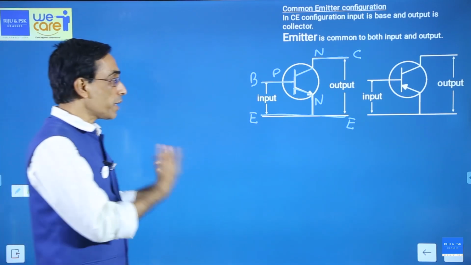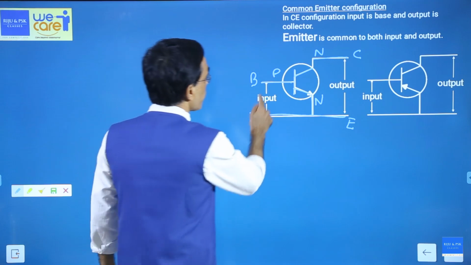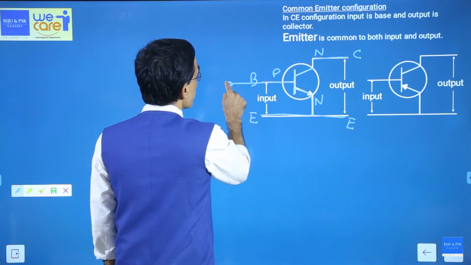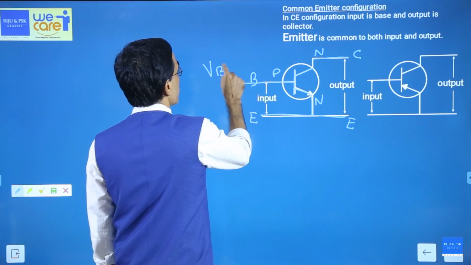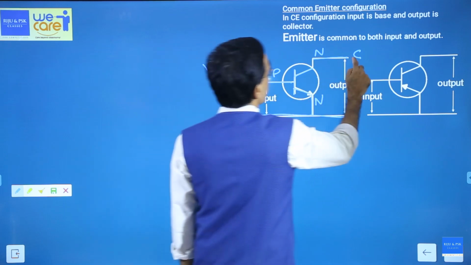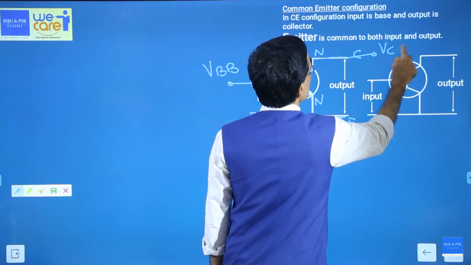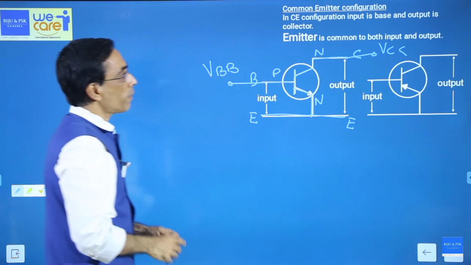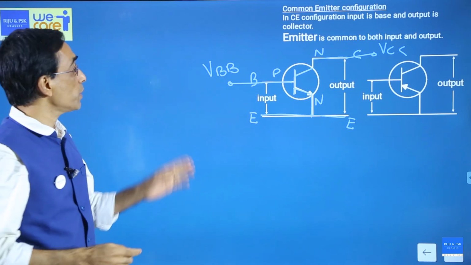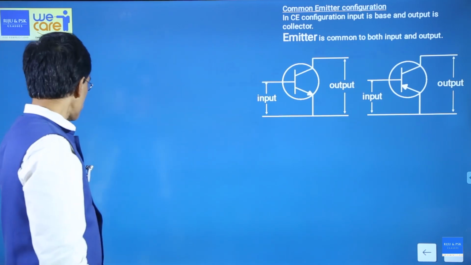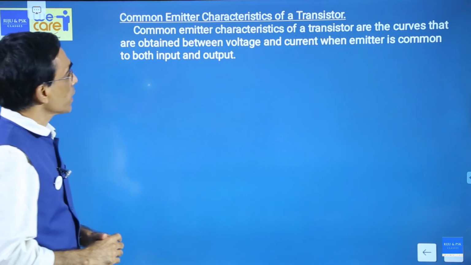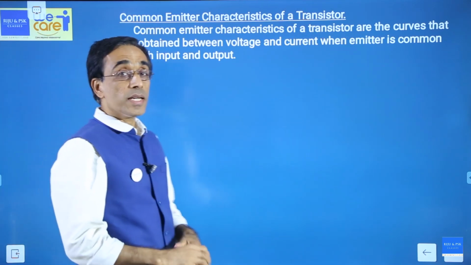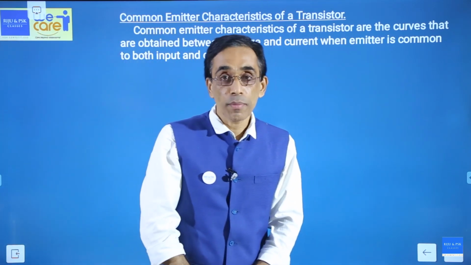When emitter is common, the battery that we connect to the base will be called VBB. And the battery we connect here will be called VCC. There is no particular name for anything here. So in common emitter, there are 2 batteries, one is VBB, another is VCC.